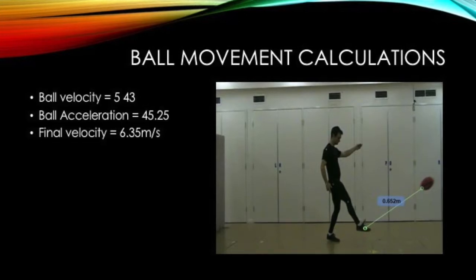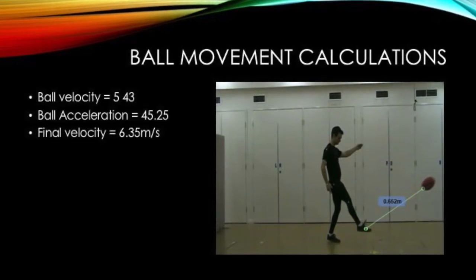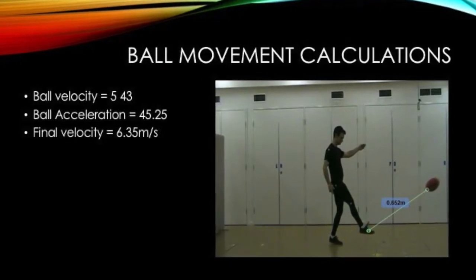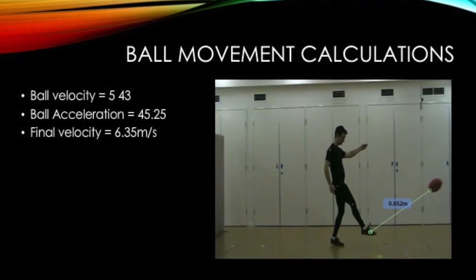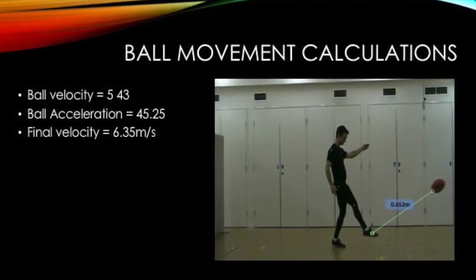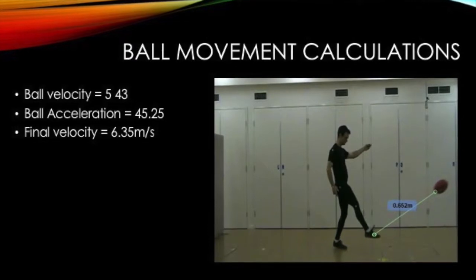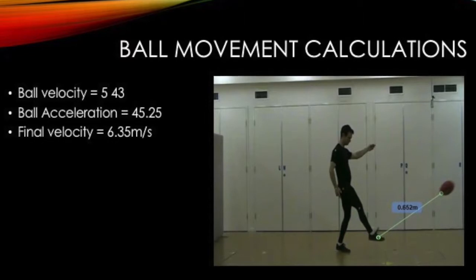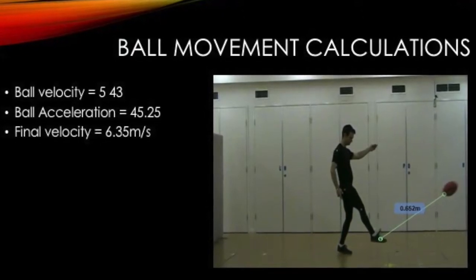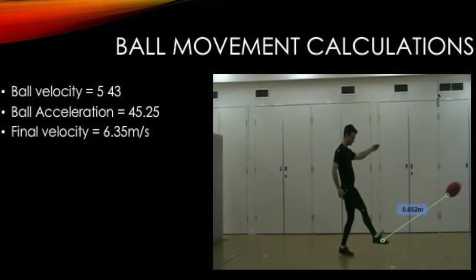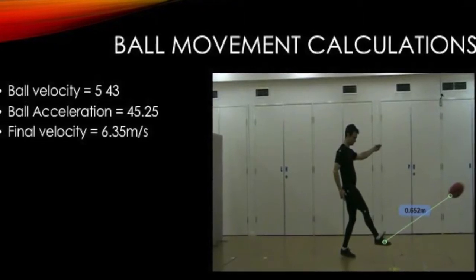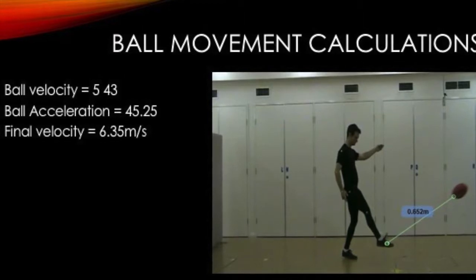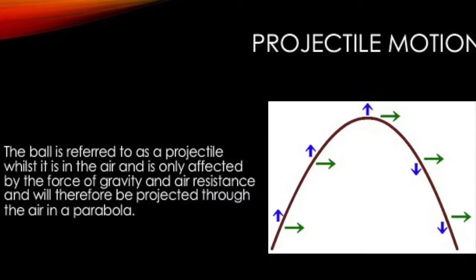Using the same formulas used for the leg velocity and leg acceleration, we are able to find out the ball velocity and ball acceleration, which is 5.43 meters per second and 45.25 meters per second respectively. Using the formula for final velocity, we can find out the final velocity of the ball is 6.35 meters per second, which shows a 0.82 meters per second increase between the initial velocity and the final velocity of the ball, showing that the ball increases in velocity outside of the camera shot.